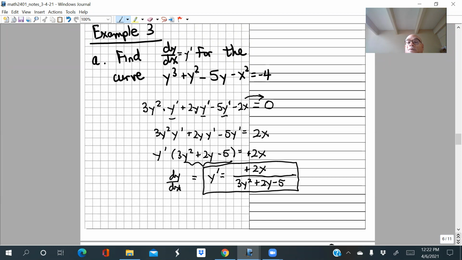So how do we differentiate y squared? Same thing. Just use the power rule. Bring down the 2, subtract 1 from the exponent, so you get 2 times y, just like you would expect. But then at the end, you multiply in the derivative of y, which is y prime. And what's the derivative of minus 5y? Again, you can use the power rule. Bring down the 1, so you get 1 times minus 5, and then multiply in the derivative of y, which is y prime.